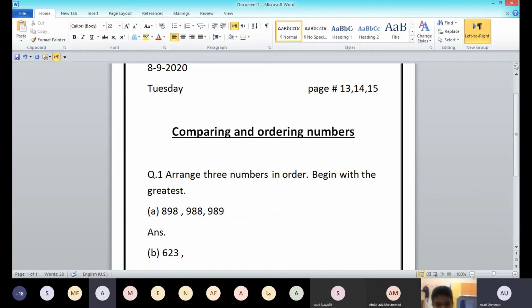Copy it down and then we will write the answer. First copy it down. 623. Give the space of answer. 623, 653 and 673.